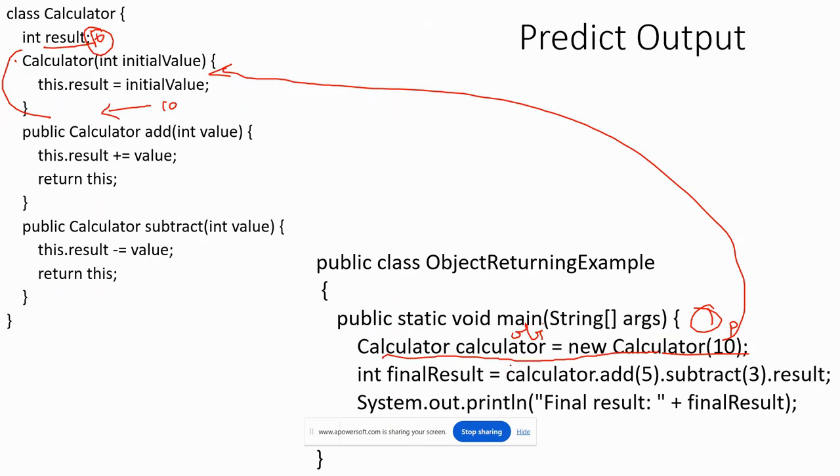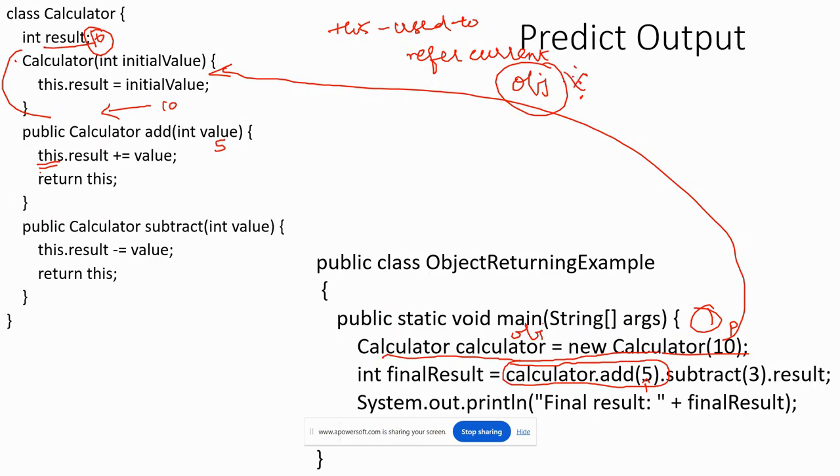The next line would be, see this part alone, calculator.add(5). Look for the method add. Yes, it has an add method with one parameter, that is 5. This 5 is passed here. Now check this.result. This is used to refer to the current object, right? So this we already know. It is used to refer to the current object. This is very important.